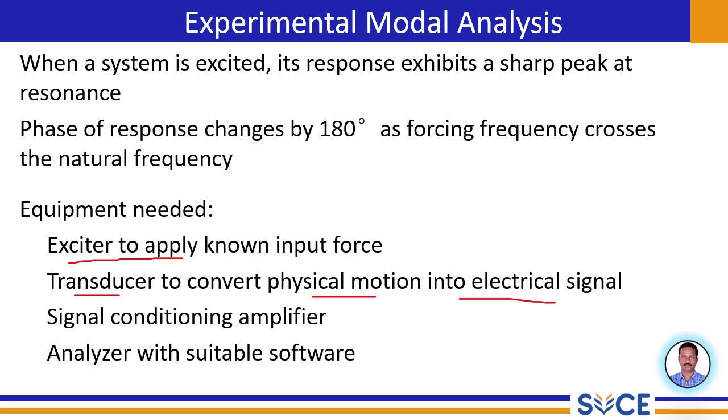The electrical signals from the transducers are often very small and need to be processed. This is where a signal conditioning amplifier comes in. It amplifies the weak signals from the transducers, filters out unwanted noise, and prepares them for further analysis. Finally, we need an analyzer equipped with suitable software. This is the brain of the operation. The analyzer takes the conditioned electrical signals from the force transducer and the response transducer.